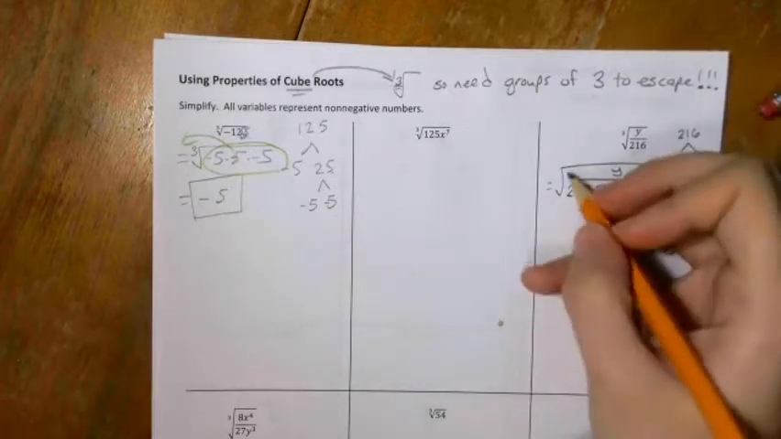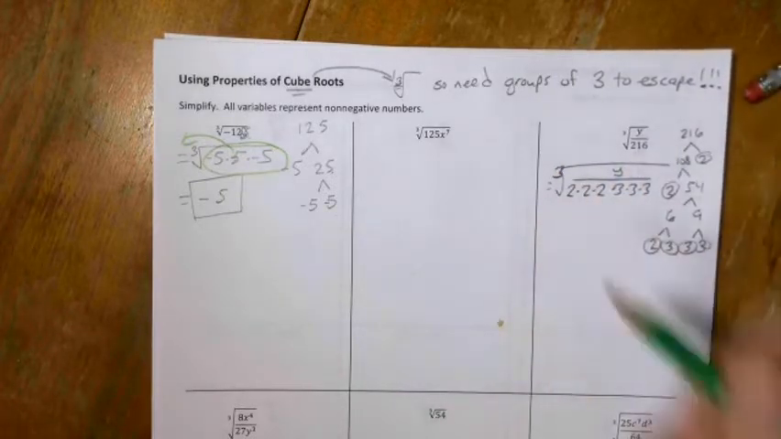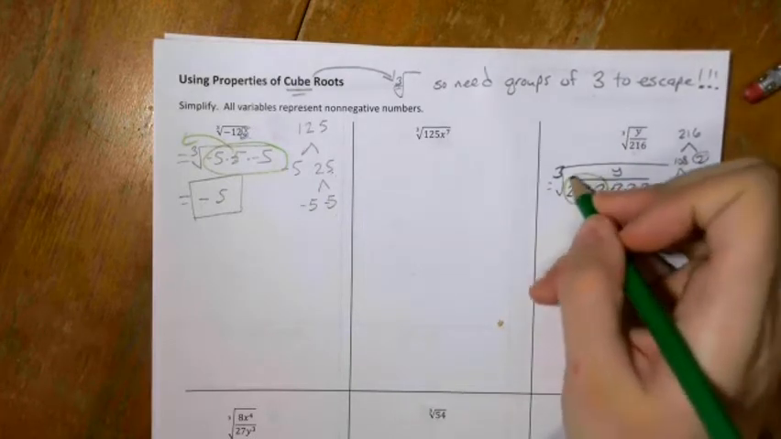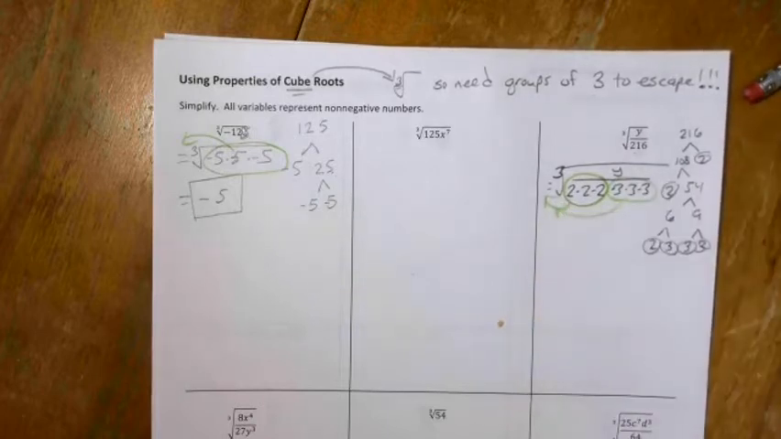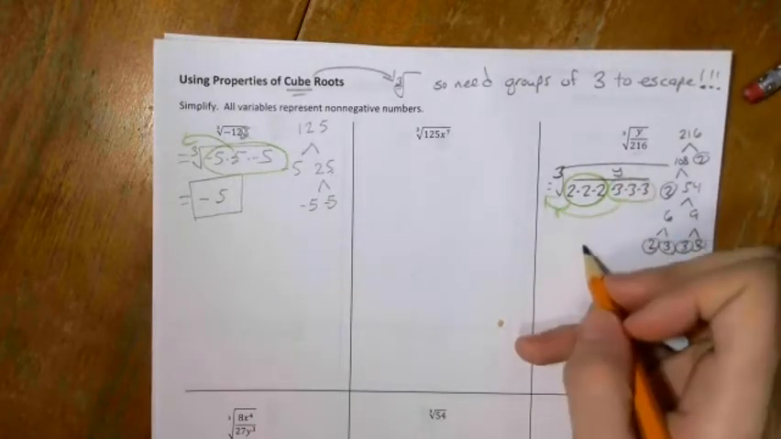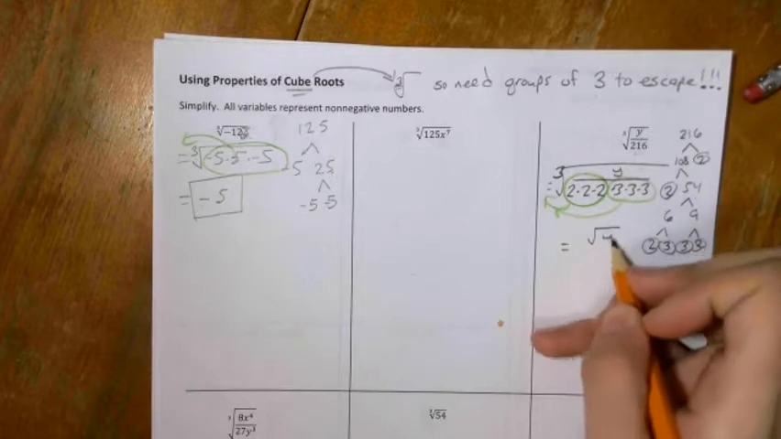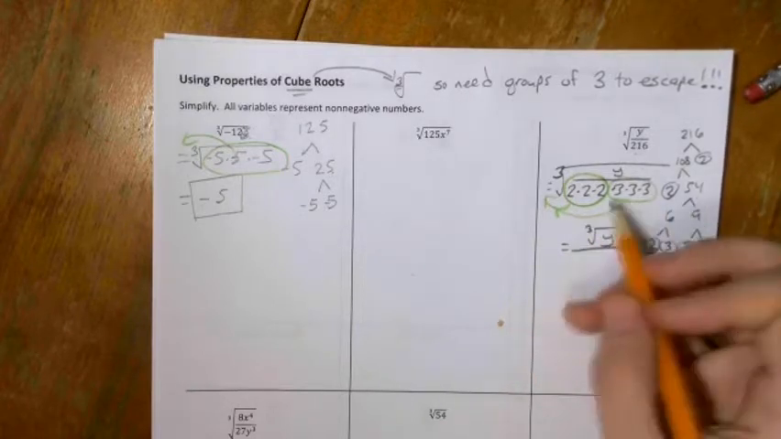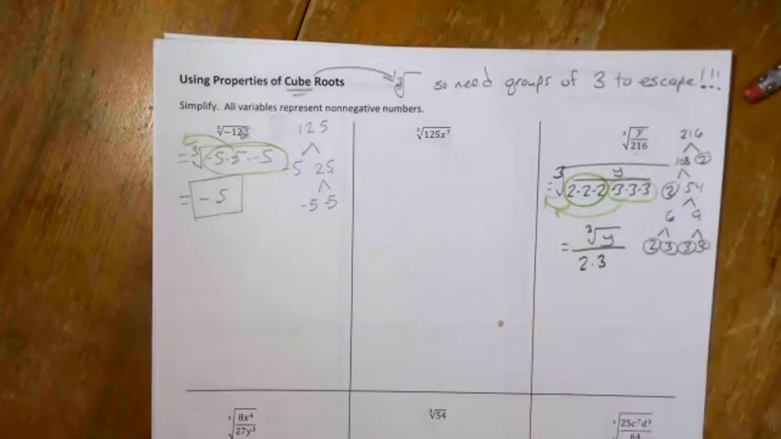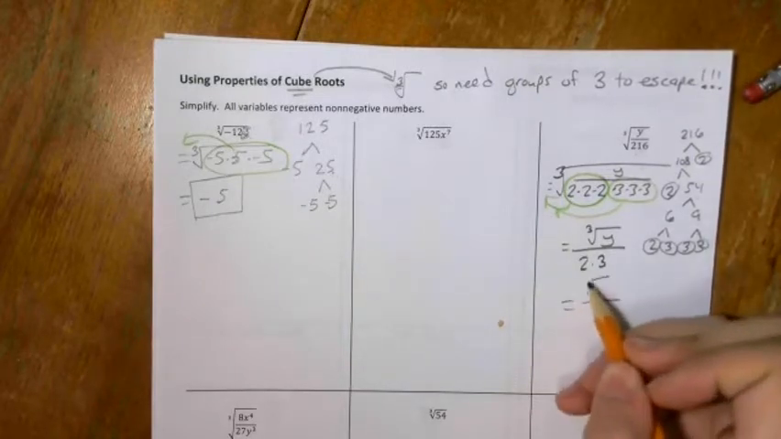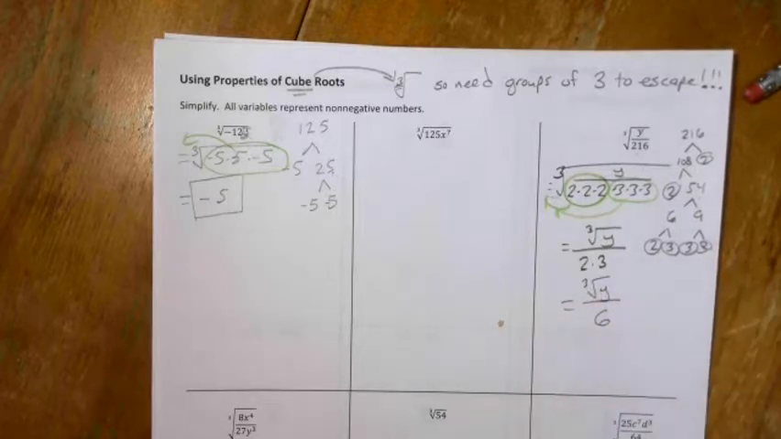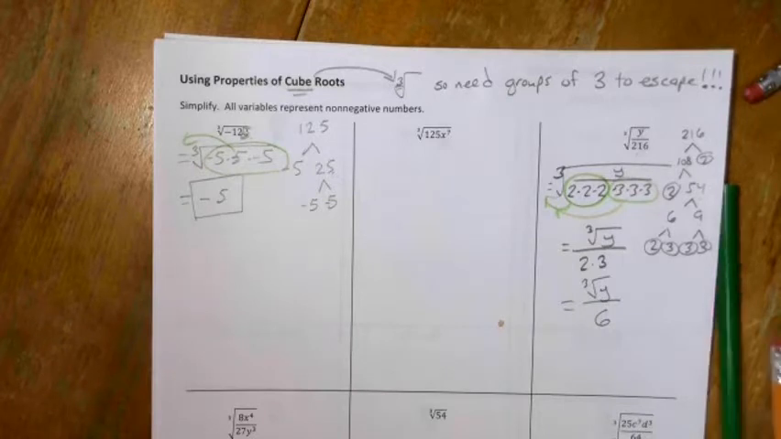In order to escape, this is a cube root, I have to have 3. Hey, look at that. I have 3 2s. They can escape. And I have 3 3s. They can escape. My y has no one. So my numerator stays the cube root of y, but in my denominator, I have a 2 and a 3 that escaped. Wait a second, 2 times 3 is really 6. So I have the cube root of y divided by 6. Try the next 4 on this page and see what you get. Pause the video, try the next 4.